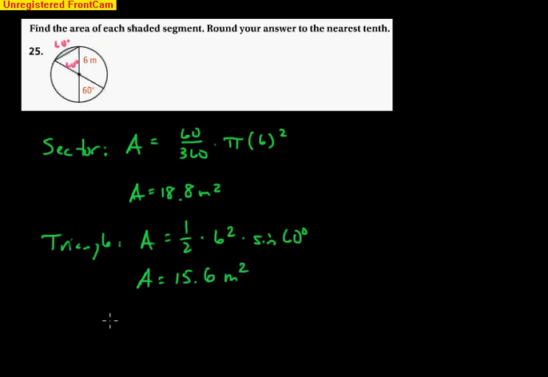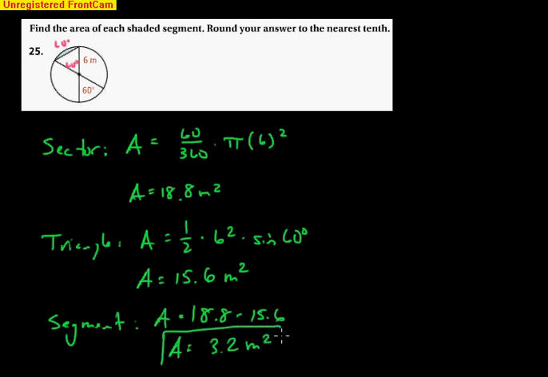15.6 meters squared. So then to find the area of the sector, or I'm sorry, not the sector, the segment, the shaded segment, we're just going to subtract 18.8 minus 15.6. And that area comes out to be 3.2 meters squared. Sector, triangle, subtract to find the area of segments.